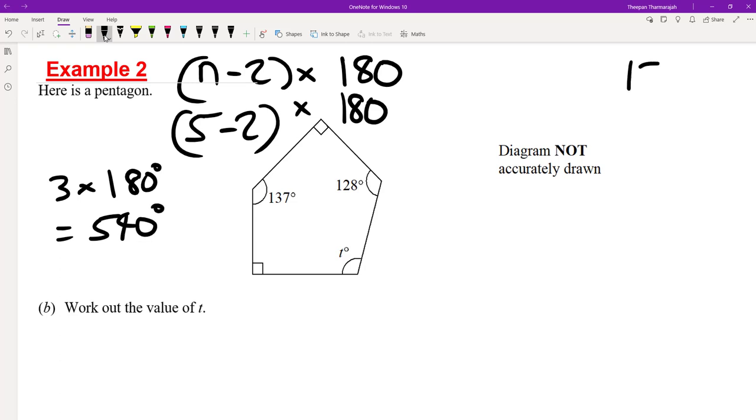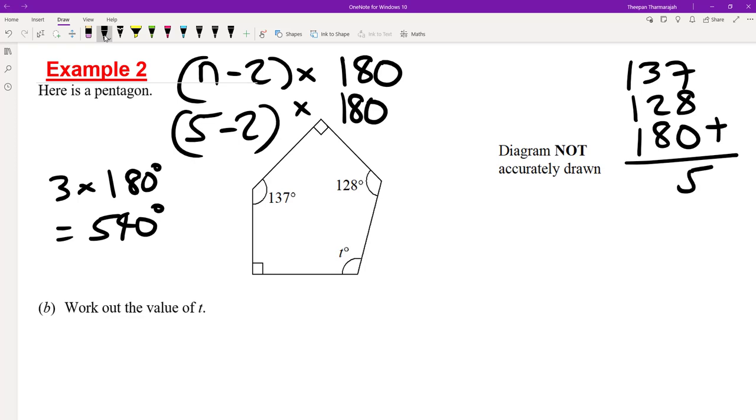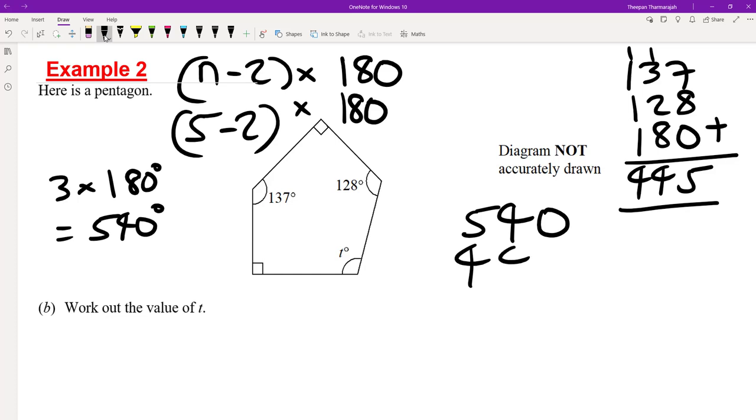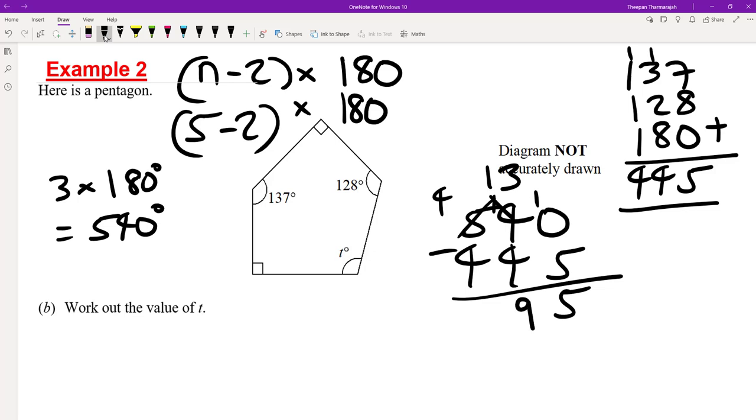Add them together, so we get 137 plus 128. Double of 90 is 180. 15, carry the 1. So I get 4, 6, plus 8 is 14, carry the 1. So I get 4, so 445. And we're going to minus that from 540. So 10 take away 5 is 5, 13 take away 4 is going to give me 9, and then 4 take away 4 is 0, so we get T equals 95 degrees.